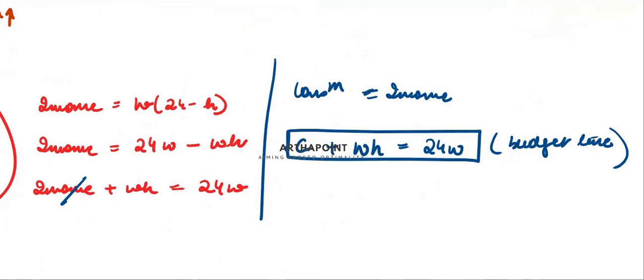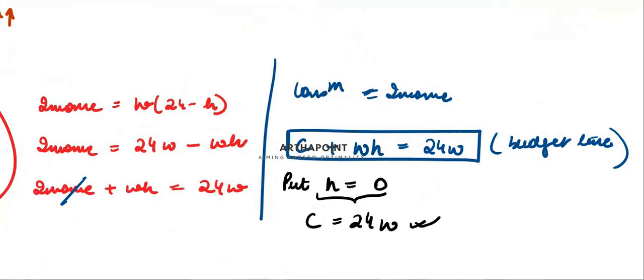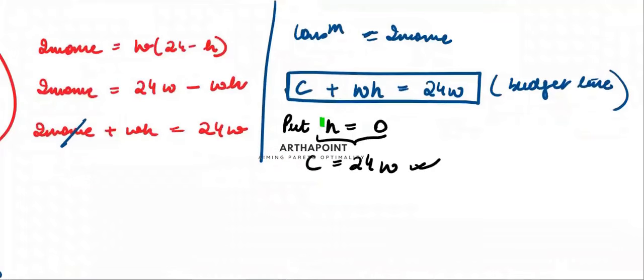Now let's try for different values, okay? Put leisure as 0. I don't enjoy any hour of leisure. So when I put leisure as 0, C will be 24 into W. This is absolutely correct. Because when you do not enjoy leisure, then you are working for 24 hours and for each hour you are getting W as the wage. So your total income will be 24 into W.